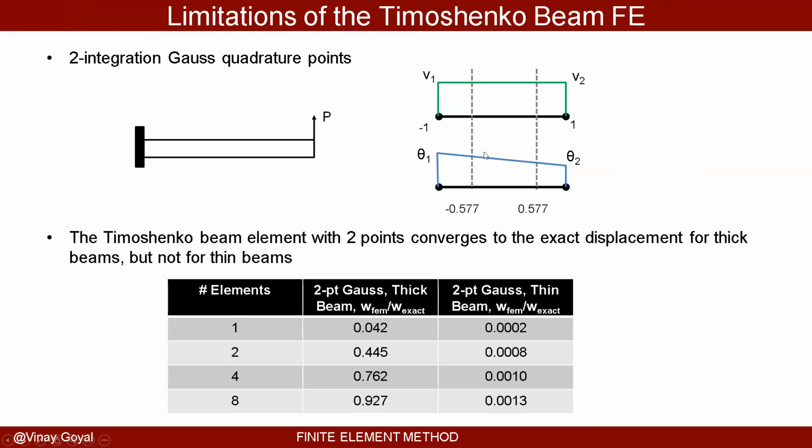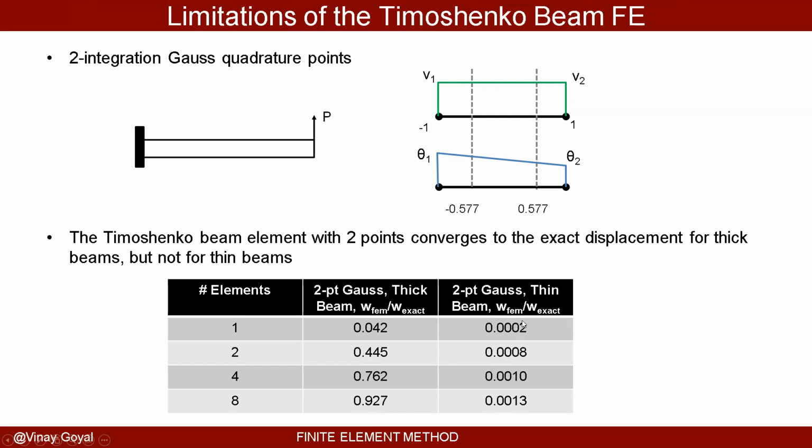So the Timoshenko beam element with 2 points converges to the exact solution for thick beams, but it doesn't do a good job for thin beams. So you can see here, even if you increase the number of elements, and I compare the finite element solution to the exact solution for a very thick beam, the solution gets to the exact solution really quickly. But when I take a very thin beam, the Timoshenko theory falls apart and is very far from the exact solution.